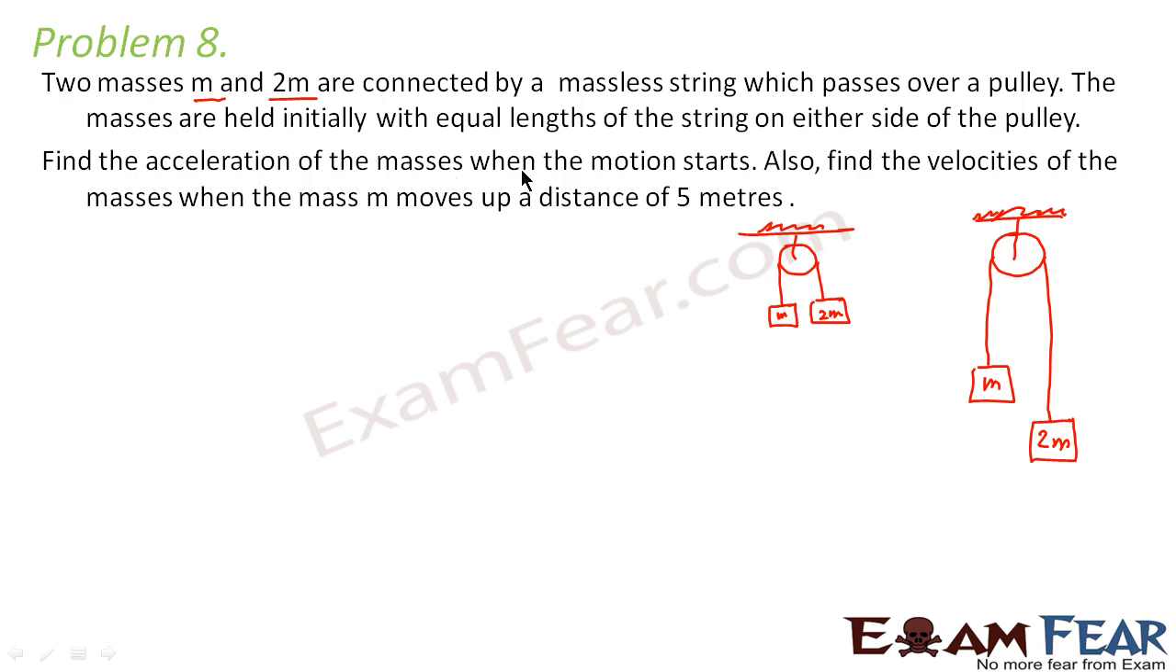Find the acceleration of the masses when motion starts. That means initially the masses are at the same position. Now when they are left to themselves, the masses start moving. I have already told you in the tips that whichever mass is greater will move in the downward direction. In this case 2m is greater than m, therefore 2m moves in this direction, whereas m moves in this direction. Also find the velocities of the masses when the mass m moves up a distance of 5 meters.